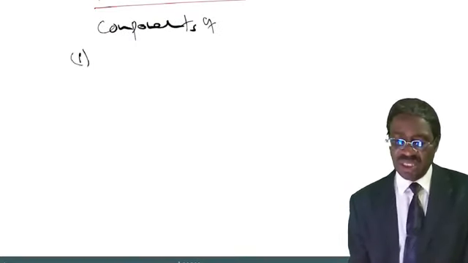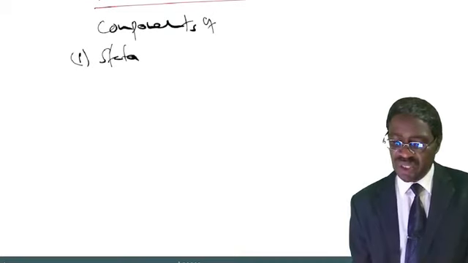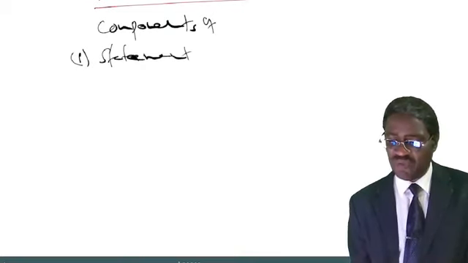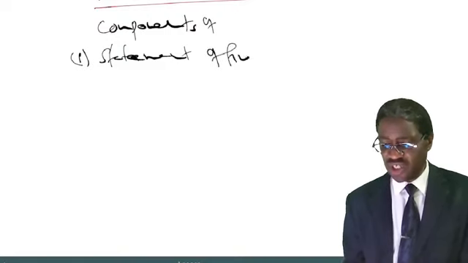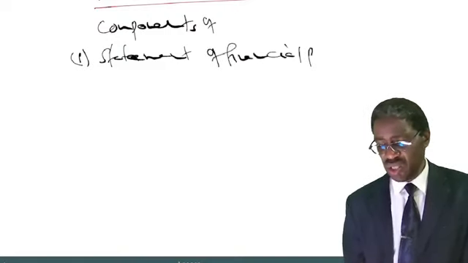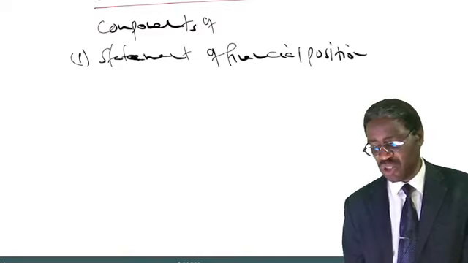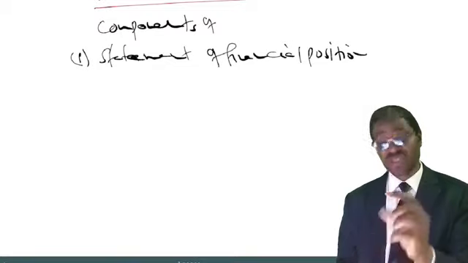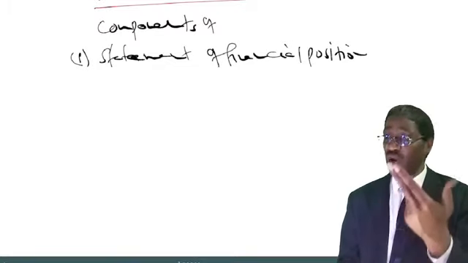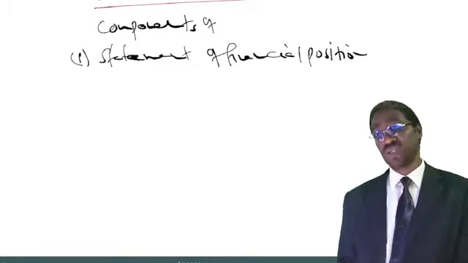One is the statement. As a company, in your complete set of financial statements, you should include a statement of financial position. A statement of financial position. This is what you could also call a balance sheet. That's one component of a complete set of financial statements.